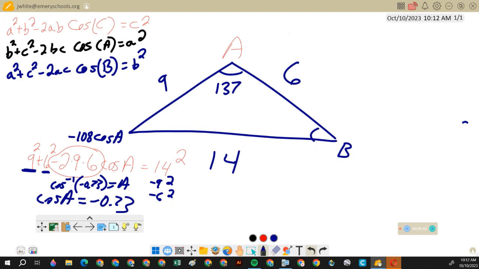How would I find angle B? I just do the law of sines. The sine of 137 over 14 is equal to the sine of B over 9. Cross multiply and solve.